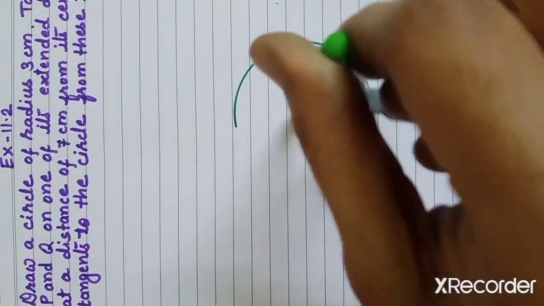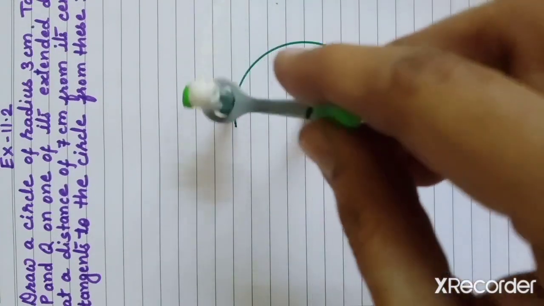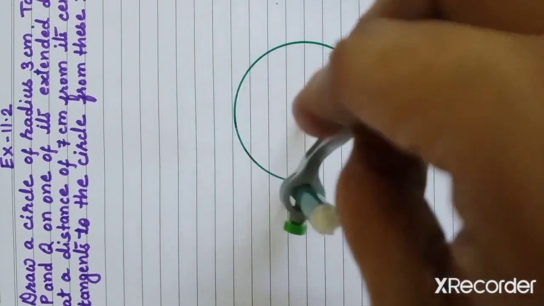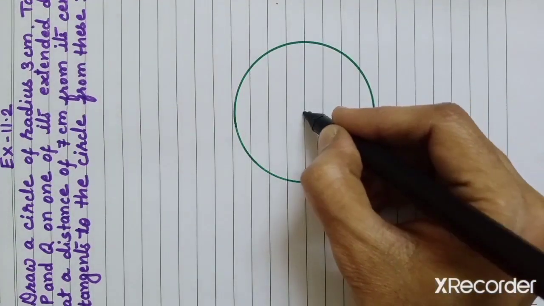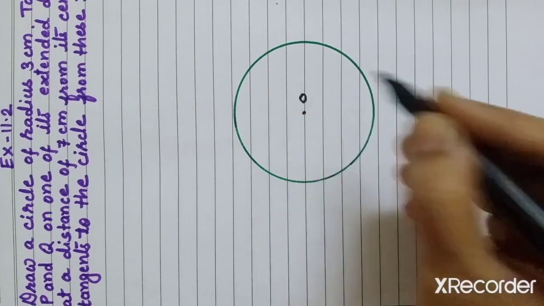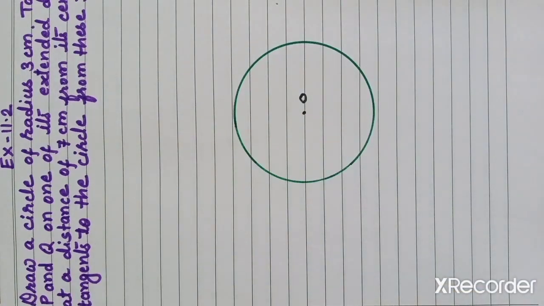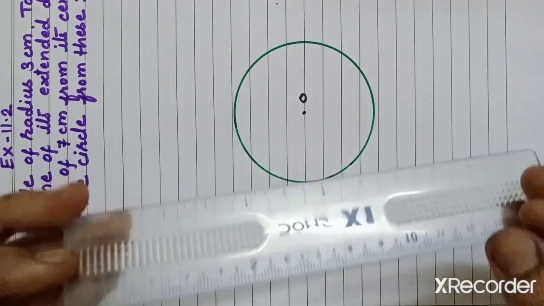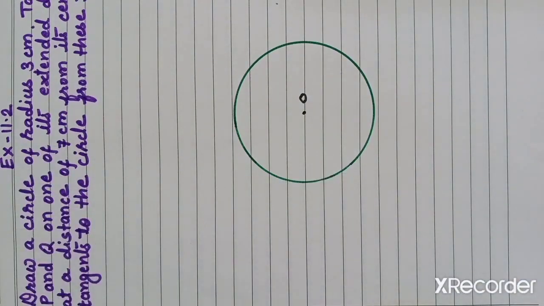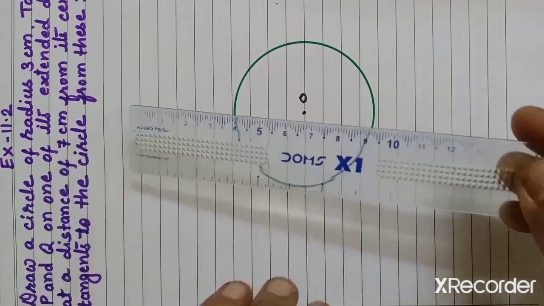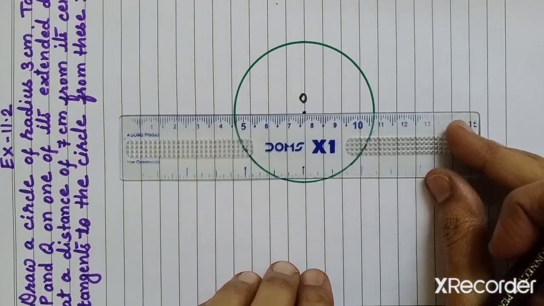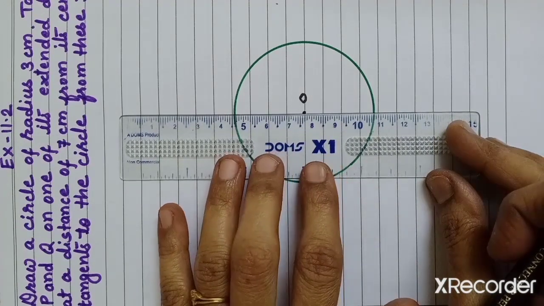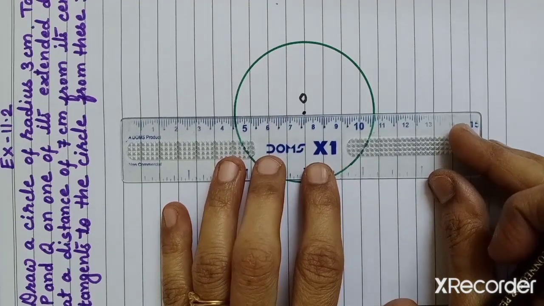You also draw with me. Done. Now this is, say, the center of the circle, say O. Now read the question. You draw a diameter, and on that diameter you have to take 2 points at a distance of 7 centimeters.